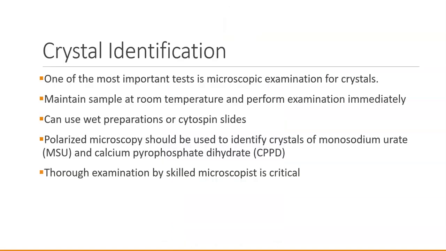One of the most important tests is microscopic examination for crystals. You want to maintain the sample at room temperature and perform the examination immediately. You can use either just a simple wet preparation or a cytospin slide. Polarized microscopy should be used to identify crystals of monosodium urate and calcium pyrophosphate dihydrate. Thorough examination by a skilled microscopist is critical. So if you're working in a body fluids department, you may spend a week or two in training prior to being able to release results on your own.